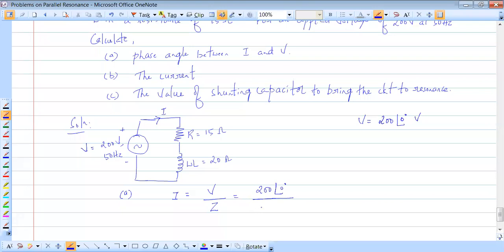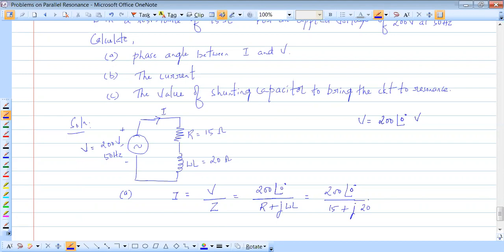V is given to be 200 at an angle 0 degree. Z we know. What is Z? Z is R plus j omega L. Now we have to consider this j, mind you, because they are asking us the phase angle. If you don't consider this j, you will not get the phase angle of Z rather. So that's why we have to consider this. This is very important. R is 15 plus j omega L, which they have given as 20.